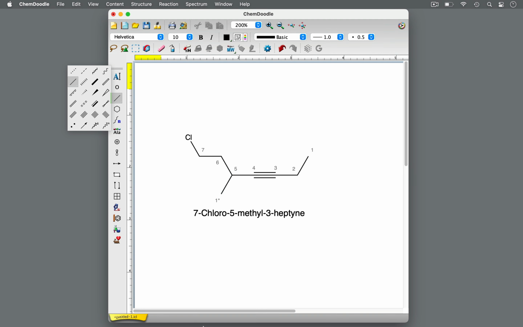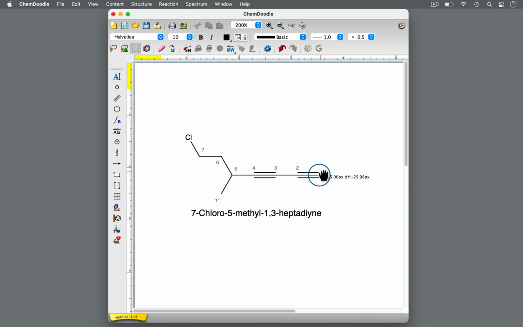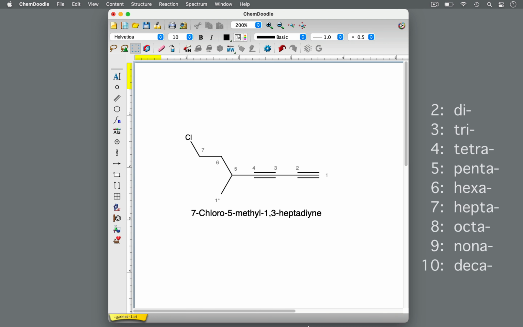What if there are multiple triple bonds in the molecule? Let's add a second triple bond between carbons 1 and 2. Because of this triple bond, let's adjust the bond angle here to 180 degrees. With multiple triple bonds in an alkyne, simply attach the appropriate numerical prefix that designates the number of triple bonds. There are 2 triple bonds, so we use the prefix di before the -ine ending. Now the ending is di-ine.